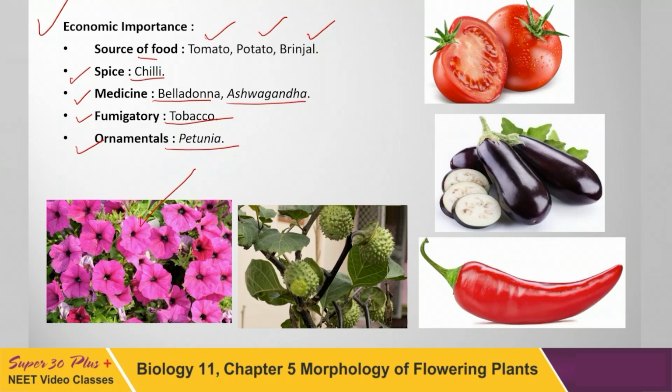This is the dhatura plant. I told you that this is the fruit. The fruit in the case of dhatura is a capsule. This is tomato. These are persistent calyx. This is the swollen placenta. These are many ovules, and the fruit in this case is a berry.